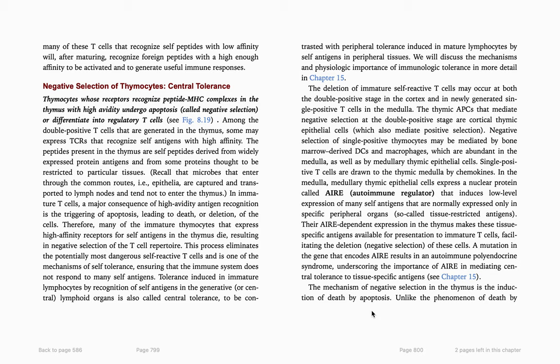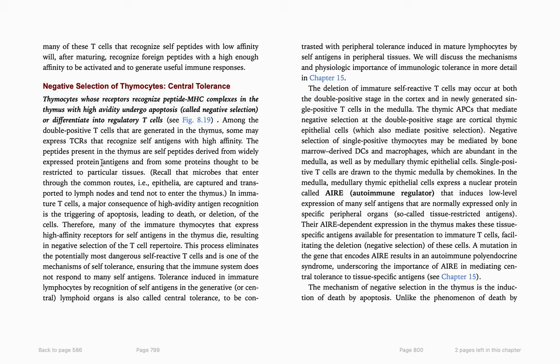Concept of negative selection. Central tolerance. Thymocytes whose receptor recognizes peptide-MHC complex in the thymus with high avidity undergo apoptosis, called negative selection, or differentiate into regulatory T cells. Among the double positive T cells that are generated in the immature thymus, some may express T cell receptors that recognize self-antigen with high affinity.